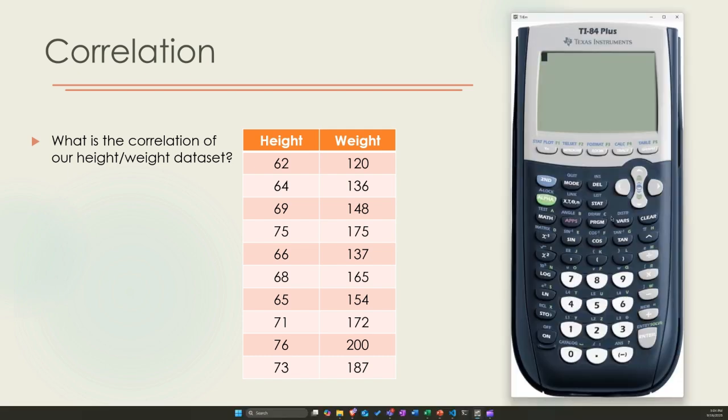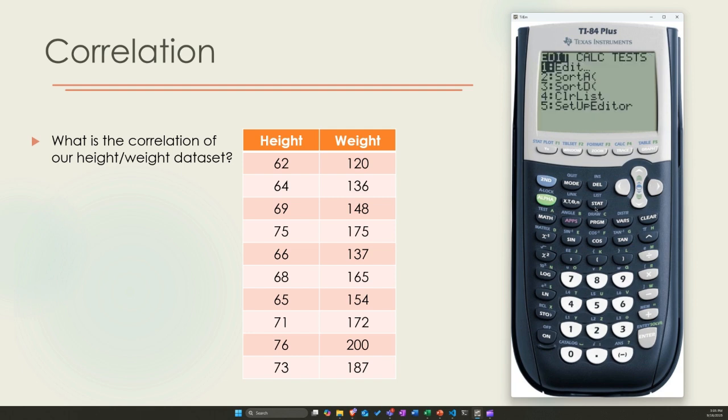And if I pull up my TI-84, remember we said stat, edit, make sure all of your data is in two different lists. Make sure you note which list has your data. In this case, list one has my X data. Those are my heights. And list two has my Y data. Those are my weights. All right.